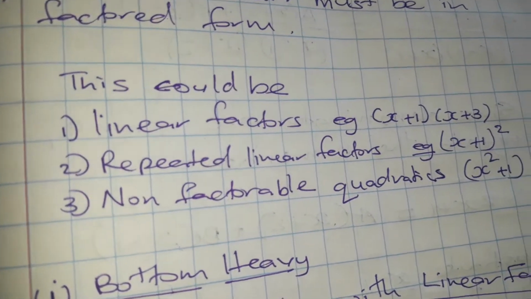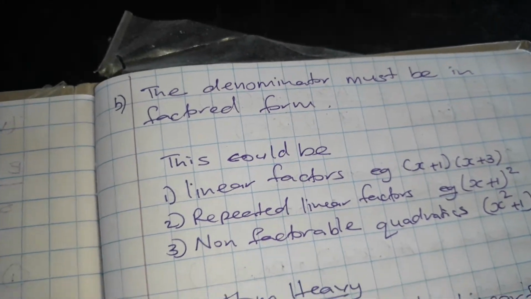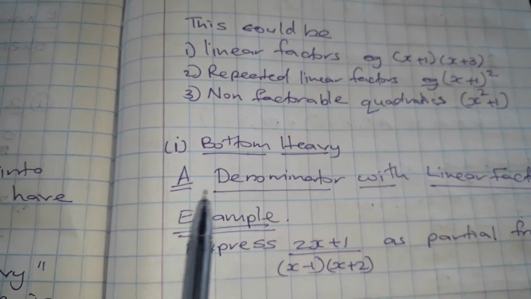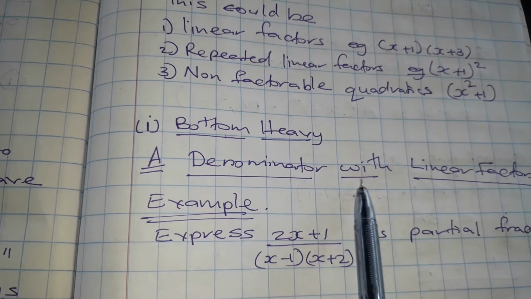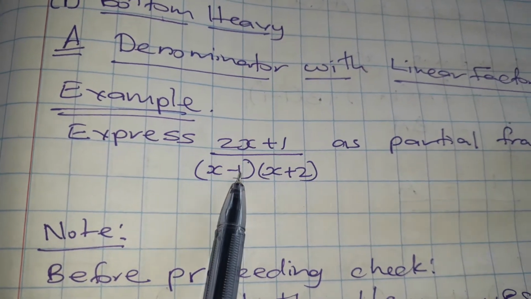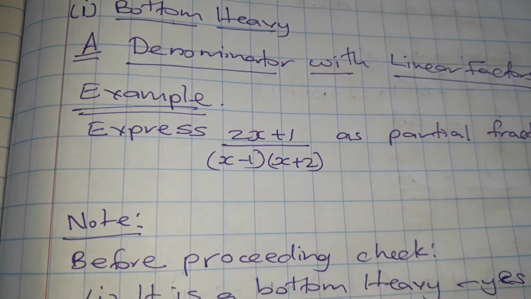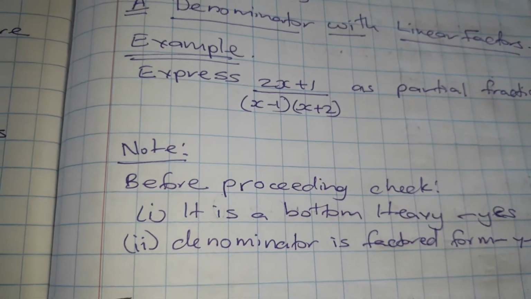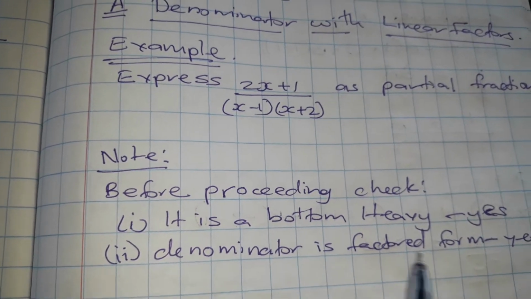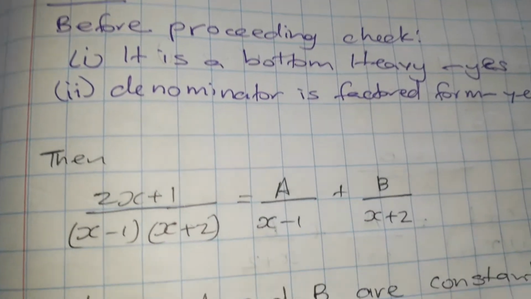So let's look at the first case now, when we have a bottom heavy function. In this case the denominator will be in linear factors. For example, that's our question: 2x plus 1 over (x minus 1)(x plus 2). We have to write that as partial fractions. Before we move on, let's go on with our checking. Is it bottom heavy? Yes. Is the denominator in the factored form? Oh yes, it's in the factored form. Then we will work on it.